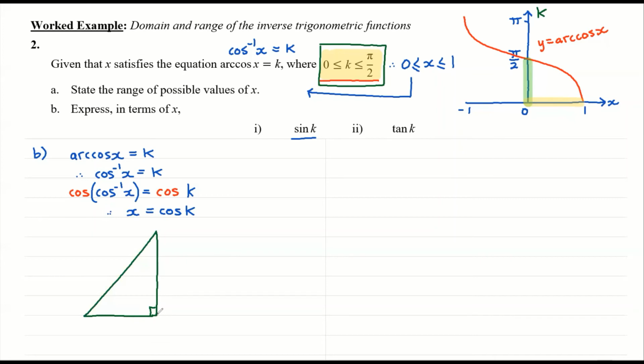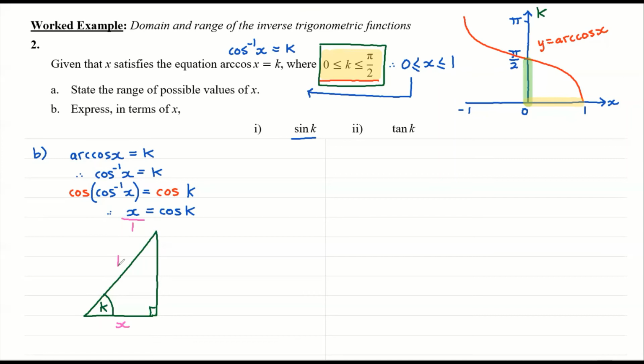Now then, if we label this angle, I'm going to put my k angle at the bottom here, like so. I don't need to label the other angle. And we know that cos k is equal to x. So what I can do is, because trigonometry is defined by ratios, I can say, if cos k is x, what that means is cos k is just x over 1, where x would be the adjacent side down here and 1 would be the hypotenuse. So that's the relationship, isn't it?